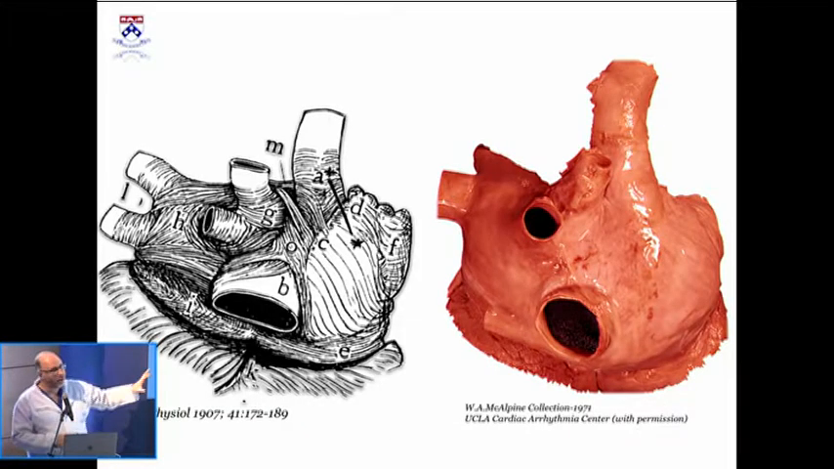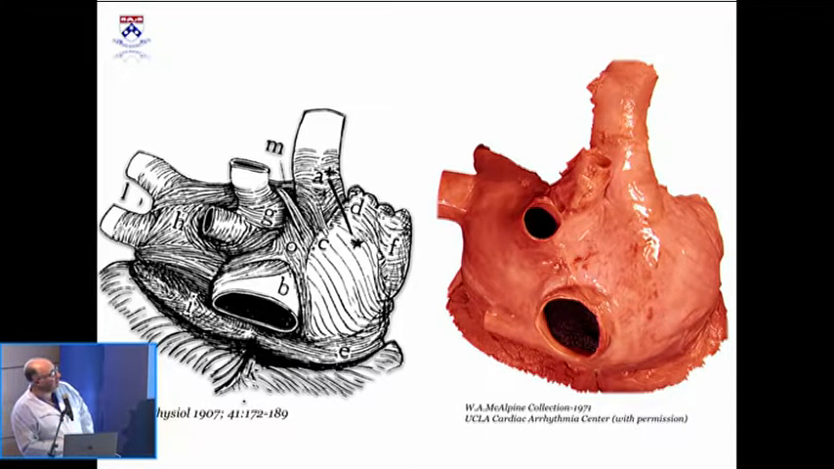When you look at this connection with McAlpin's diagram, which in my opinion is the best anatomical representation, this dates back to 1907. This is an intact heart. When you look at the posterior wall of the right atrium, the inferior vena cava, the superior vena cava, and the pulmonary veins, this is a uniform connection between the posterior wall of the left atrium and the posterior wall of the right atrium.